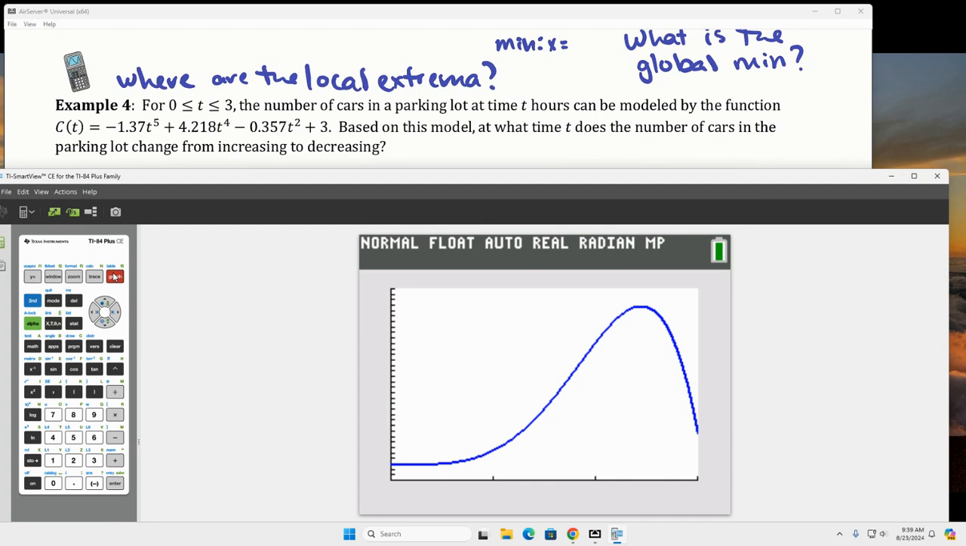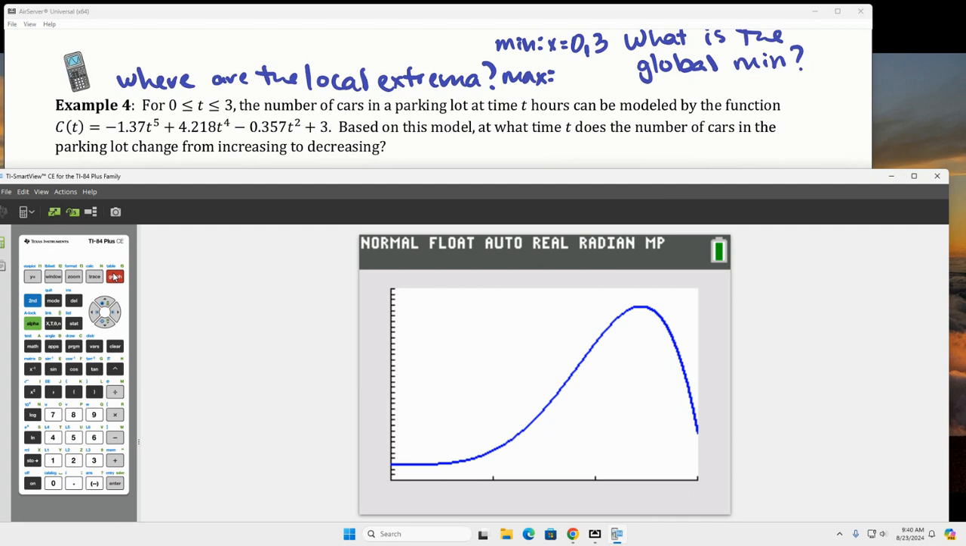Just a reminder, these two are endpoints. Would the endpoints be local minimum? Yes. So x equals 0 and x equals 3. Don't forget about the endpoints. I did the same exact thing with my last class, and when they went to do their assignment, they forgot about the endpoints. So try not to forget about the endpoints.